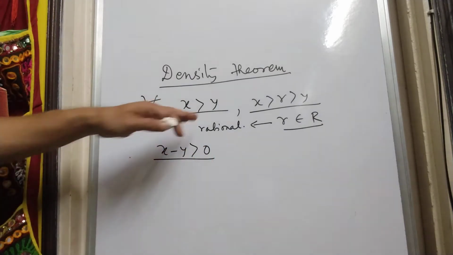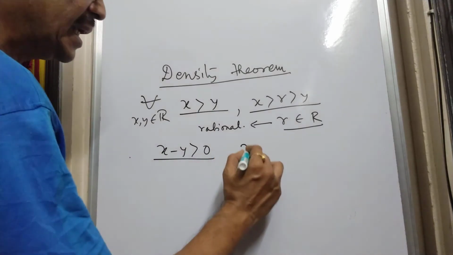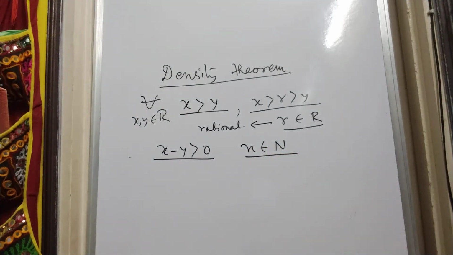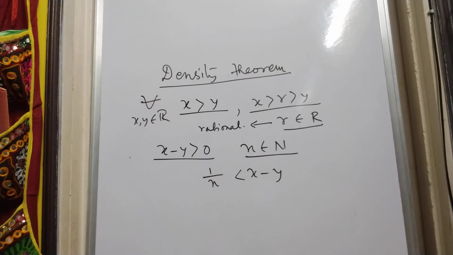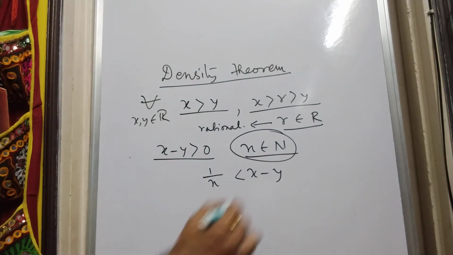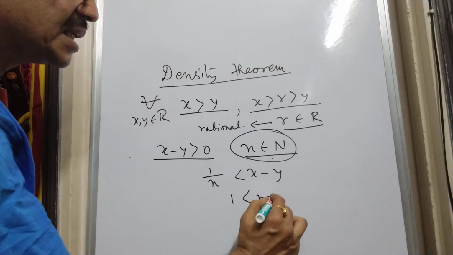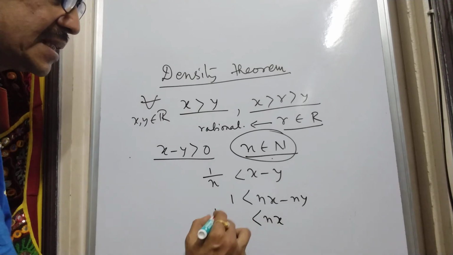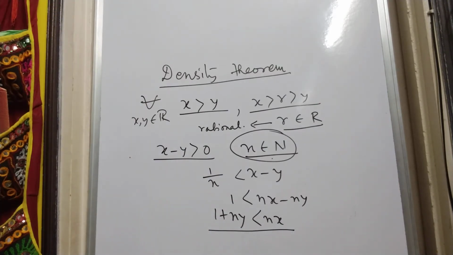Since x is greater than y, as we have assumed, x minus y is positive. And whenever x minus y is positive, we have some natural number n for which 1 by n is less than x minus y, since this is positive. Any positive number, for some large value of n, we can always choose this natural number to be fairly large so that 1 by n becomes less than x minus y. And so nx is greater than 1 plus ny. Okay?